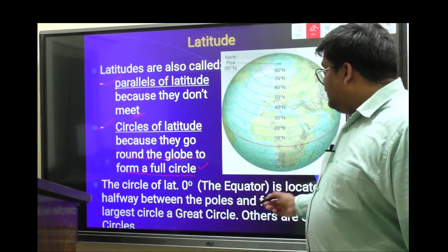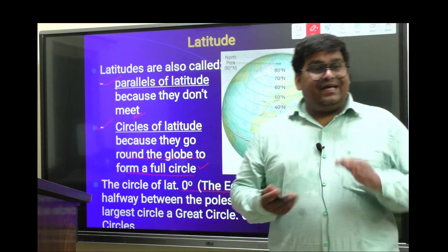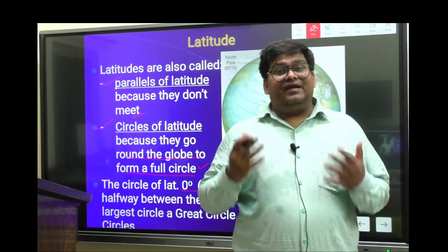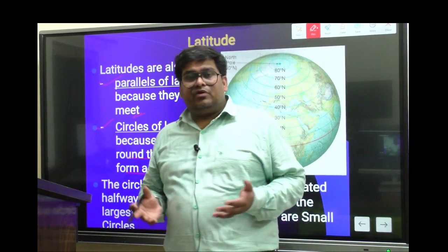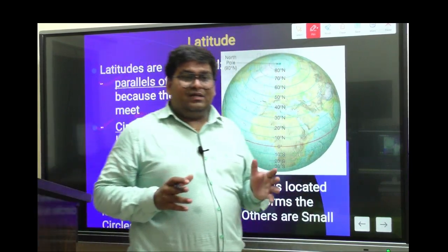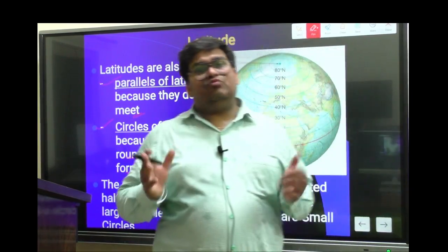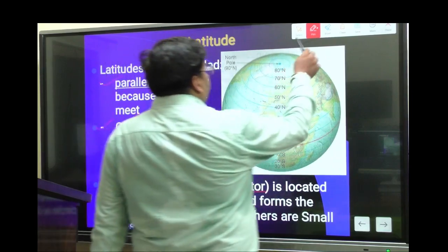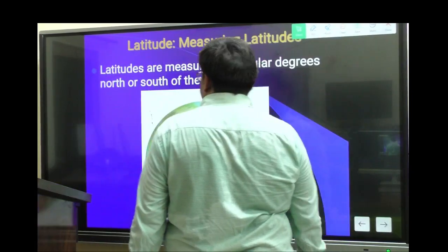Now we have taken 0 degree as a reference, the equator, which is located exactly at the halfway, where it forms a great circle. The other circles are not great circles. Why a great circle? Because it is the largest circle, formed at the equatorial plane. Others are smaller circles compared to the equatorial circle. Okay, let's move to the next slide.